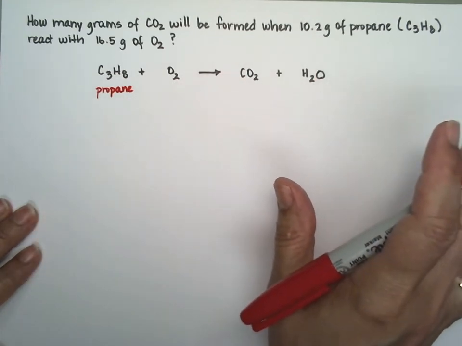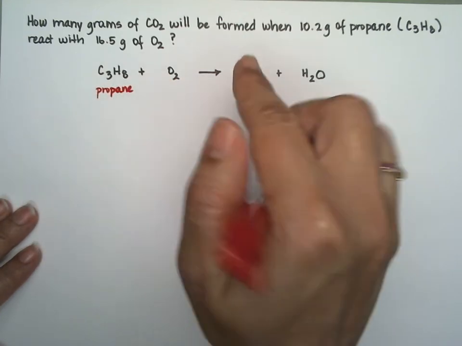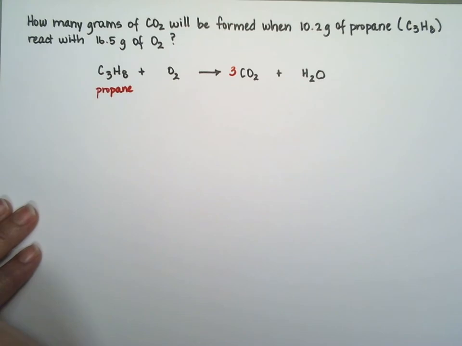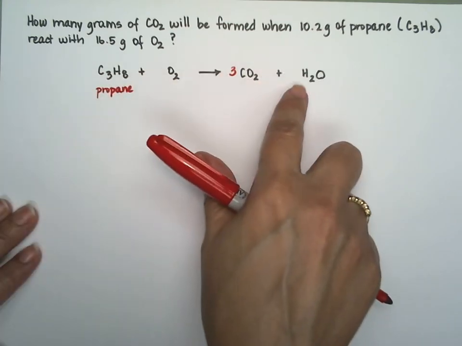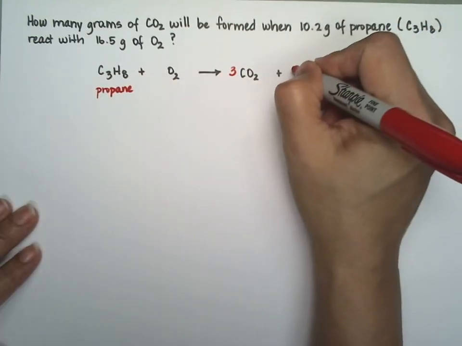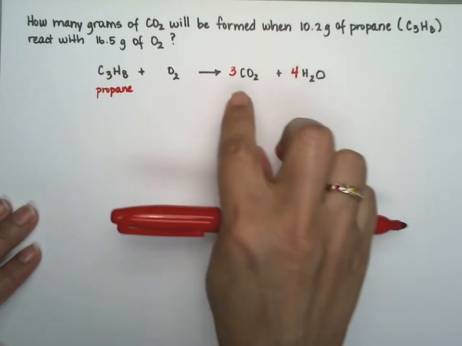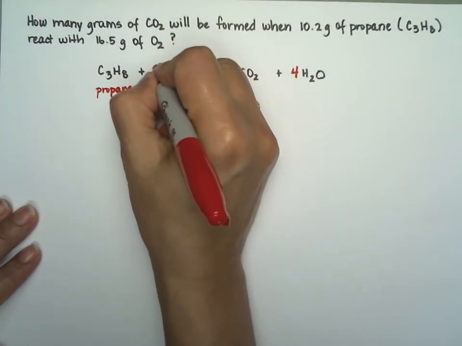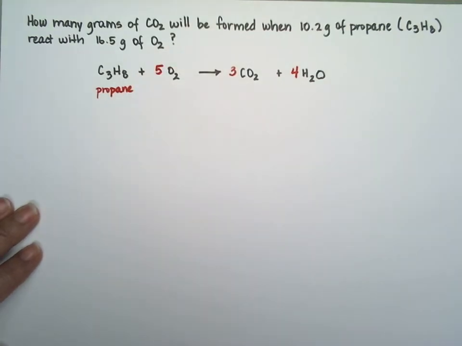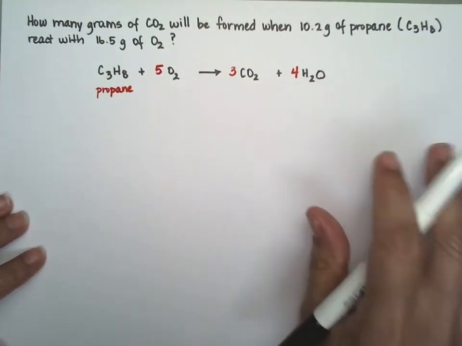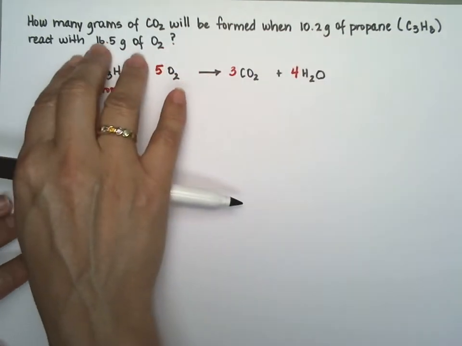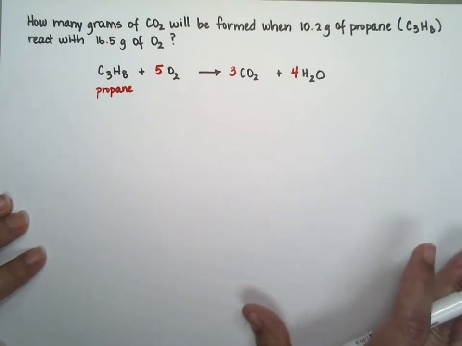This one is not balanced because we have 3 carbons here and only 1 here, so we go ahead and balance the carbons. We have 8 hydrogens here and we have only 2 here. That's easily balanced. So that's 6, 7, 8, 9, 10 oxygens on this side. That means I need a 5 there. This was nice and easy to balance. Okay. So I have 10 grams of propane and I have 16.5 grams of oxygen.